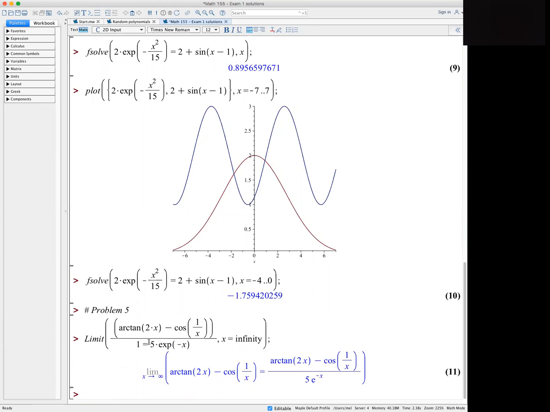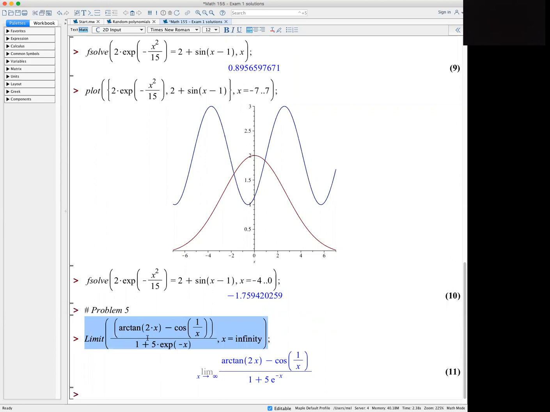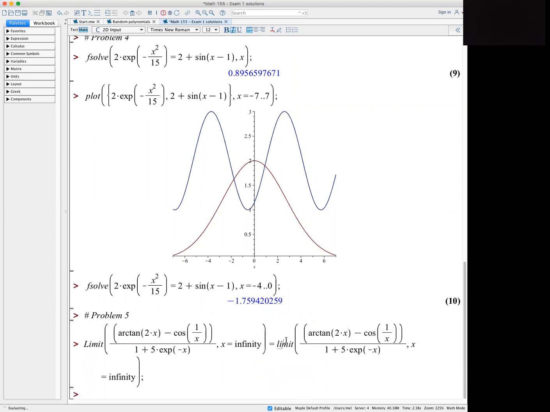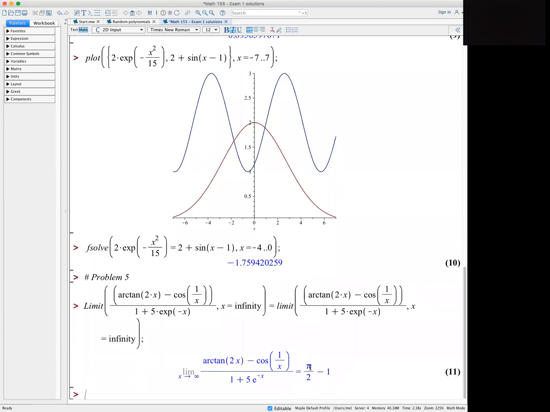Oh, I put an equal sign there, and that's supposed to be a plus sign. Now it looks right. Arctangent of 2x minus the cosine of 1 over x over 1 plus 5 e to the minus x. This just states the problem. It doesn't give me the answer because I used a capital L for limit. So let me write this with a capital L equals the same thing with the lowercase l, and that's the answer. That's really kind of interesting, but that's the answer.